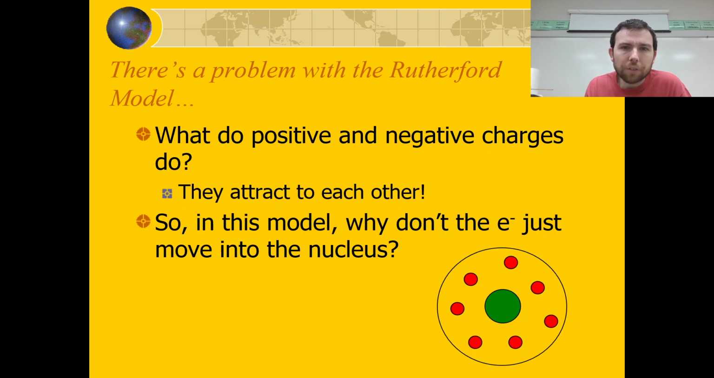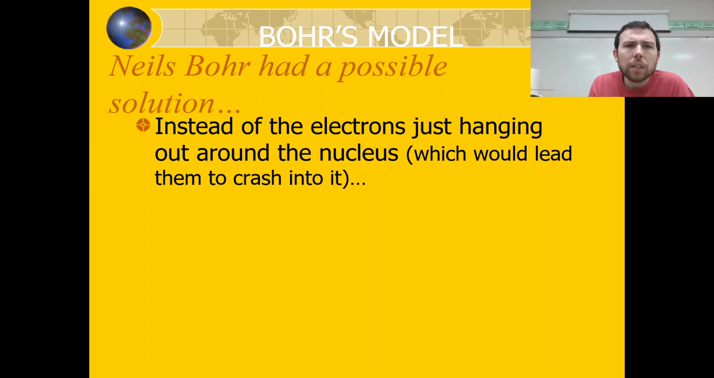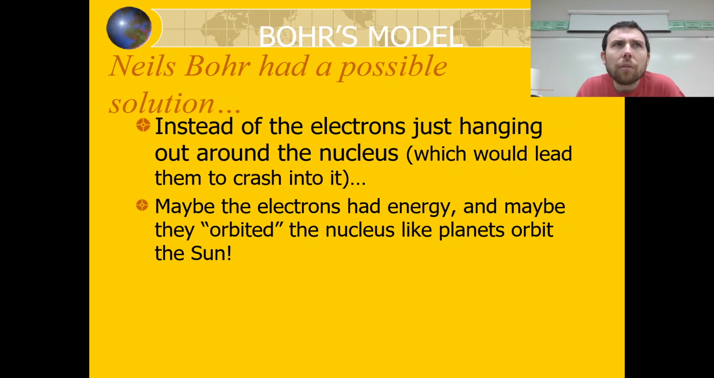And so, though Rutherford was able to come up with this model, he wasn't really able to come up with a solution. So that's what's going to lead us into the Bohr model of the atom, because Bohr proposes a possible solution. He says, okay, instead of the electrons just hanging out around the nucleus, instead of them just kind of being weirdly distributed there, which would ultimately lead them to crash into it because of the Coulombic forces of attraction, perhaps the electrons have specific energies. And maybe the electrons are going to orbit the nucleus, kind of like the planets orbit the sun.